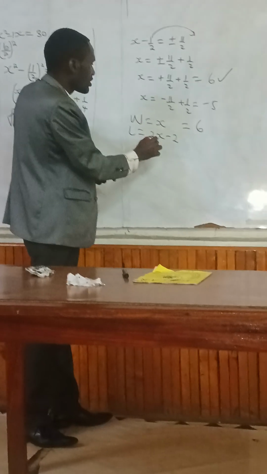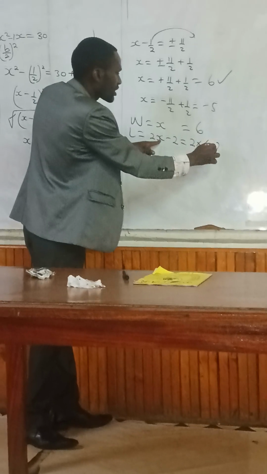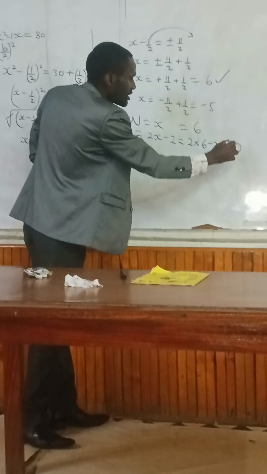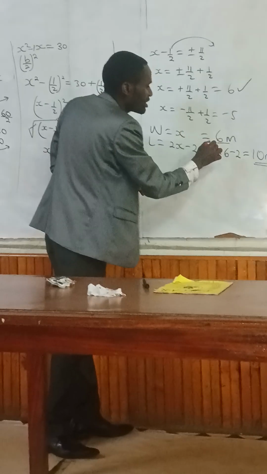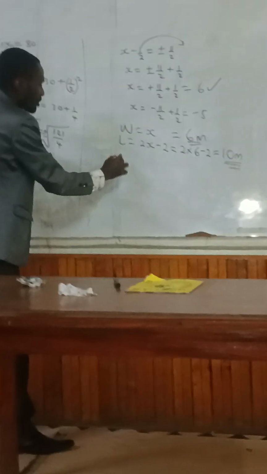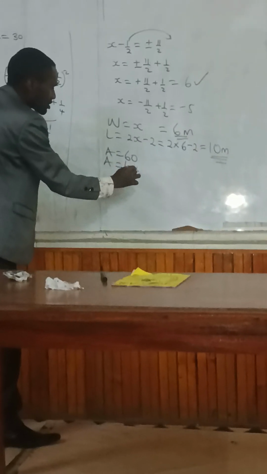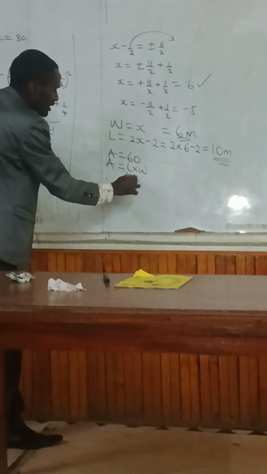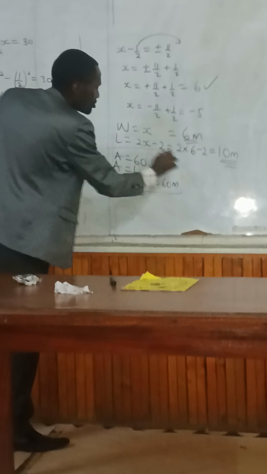What is our length? We shall say 2 times, what is our x? 6. Then minus 2. So our length becomes 10. So we have 6 meters, then 10 meters. Our width is 6 meters and our length is 10 meters. It is very true. Why? Because we were told the area was what? 60. And it's true, we need to say length times width. Our length is 10 and our width is 6. And the answer is what? 60 meters squared. So it's very true that our length is 10 meters and our width is 6.